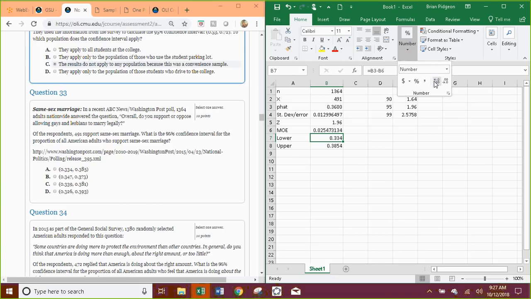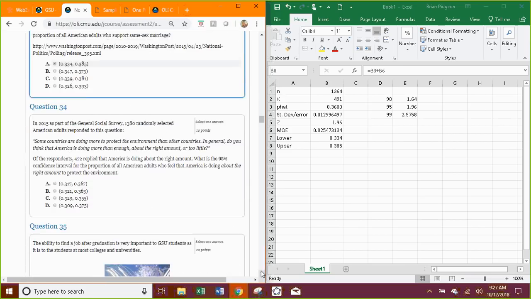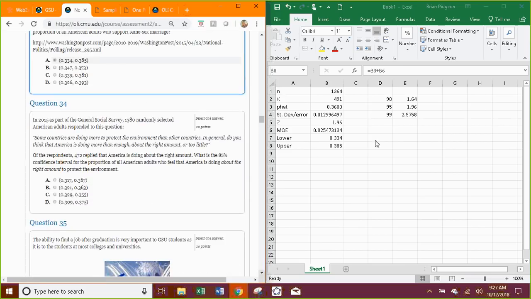To give us a confidence interval that ranges between 0.334 and 0.385. But look at how we type all this in. We just clicked all of our values. So all we have to do to keep doing these remaining confidence interval questions is just change the numbers that we've already specified. Excel will automatically and quickly change the numbers.